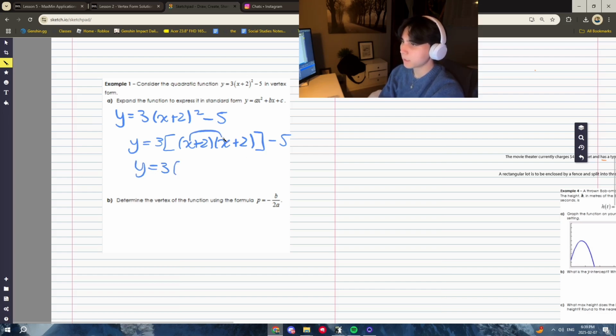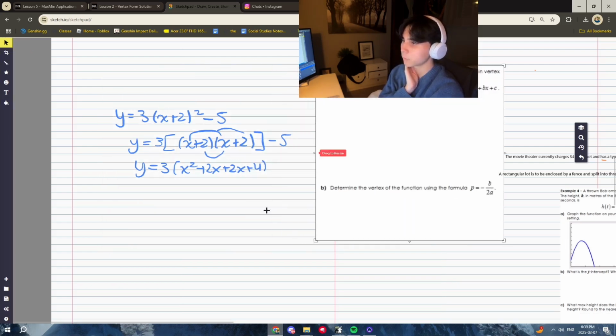So x times x gives us x squared. x times 2 gives us plus 2x. Then x times 2 gives us another 2x. And then 2 times 2 gives us plus 4. So once you FOIL, it should give you x squared plus 4x plus 4, and we have that minus 5 at the end of it.